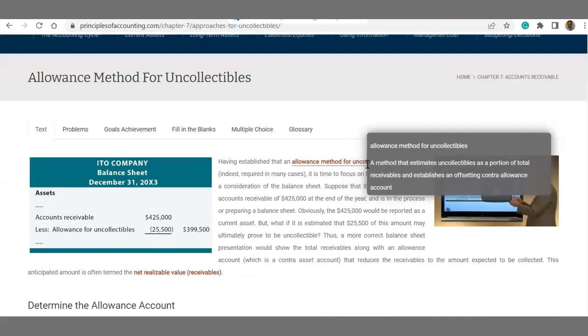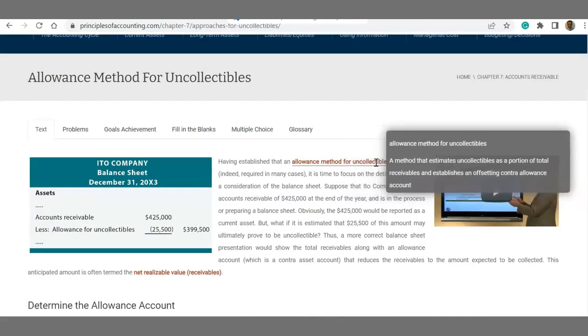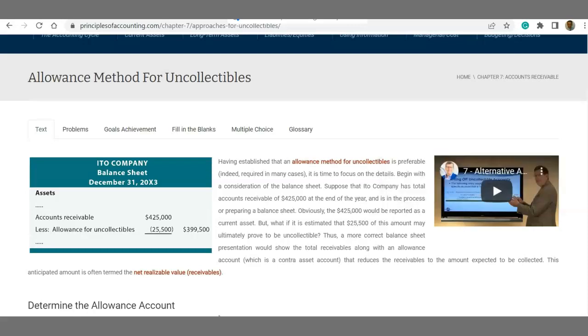So in regards to allowance method, it's a method that estimates uncollectibles as a portion of total receivable and establishes an offsetting contra account. We call it allowance for uncollectible account or allowance for doubtful account. So it's an allowance account, technically. How you call it, that's fine. Either way is fine.